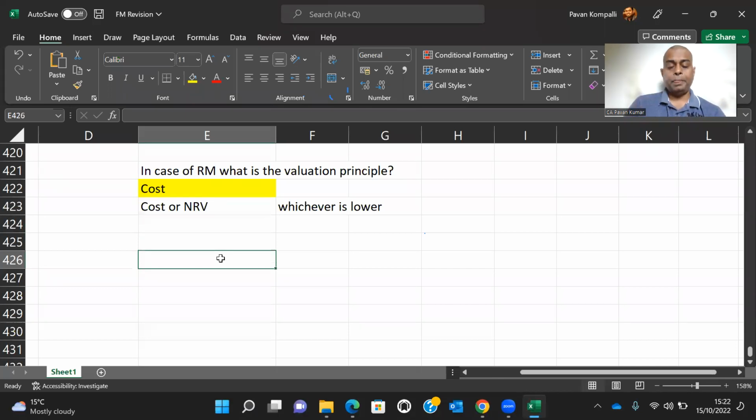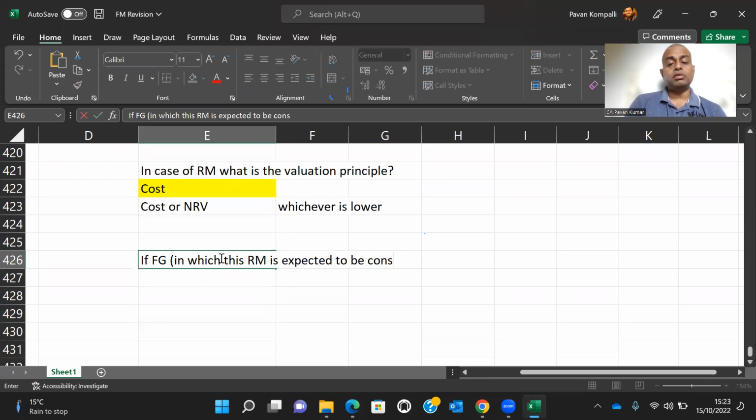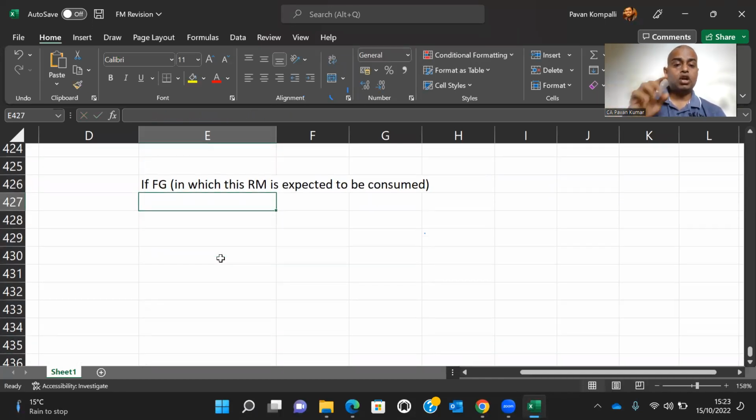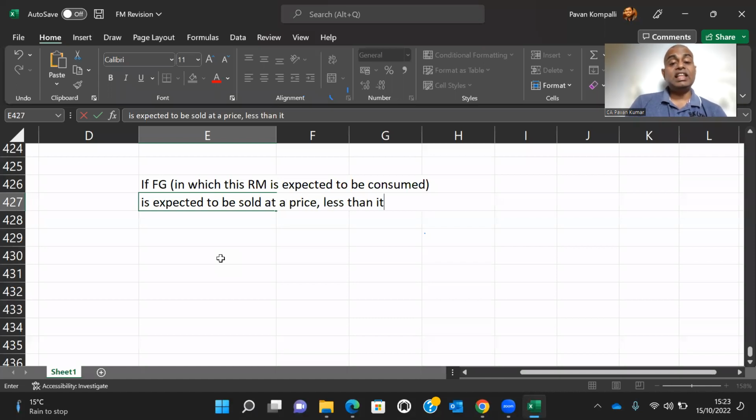However, this raw material is going to be used in manufacturing some finished good. If the finished good in which this raw material is expected to be consumed is expected to be sold at a price less than its cost.